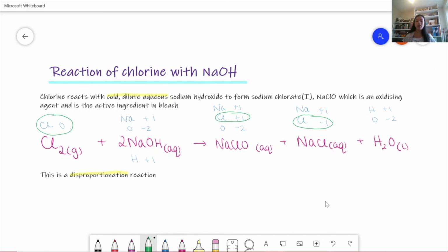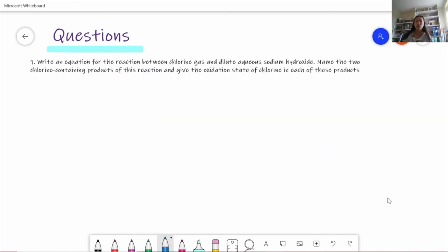Because to get from the chlorine to this sodium chlorate, it's being oxidized because the oxidation number is increasing, so it's losing electrons. And to get from the chlorine to the sodium chloride, we're reducing it because the oxidation number has decreased, so we're adding electrons. And so because it's being oxidized and reduced at the same time in the same reaction, that's why we call it a disproportionation reaction. Now we're going to look at some questions.